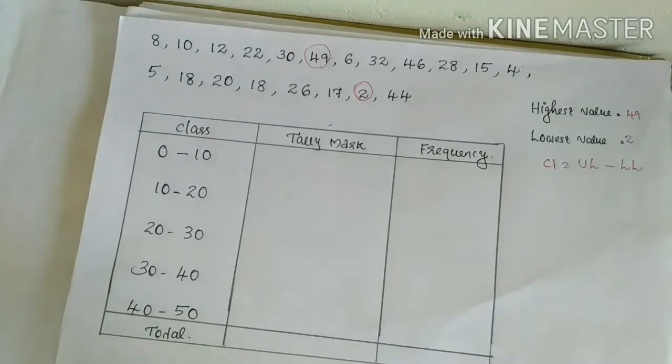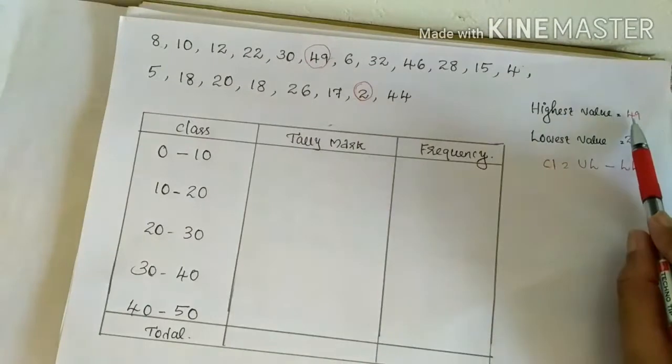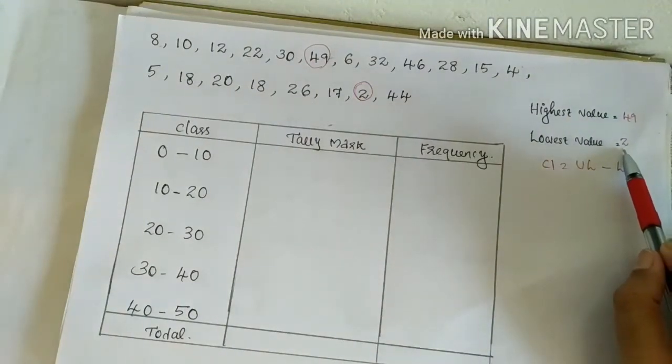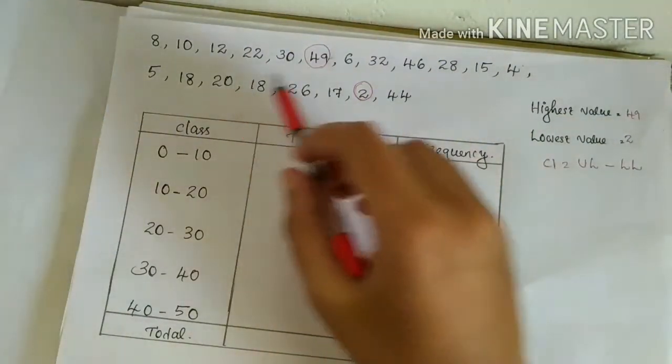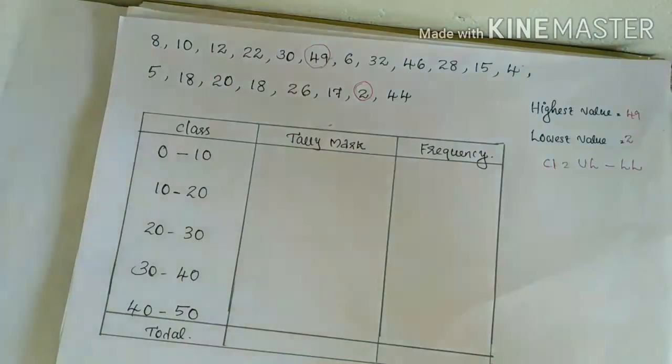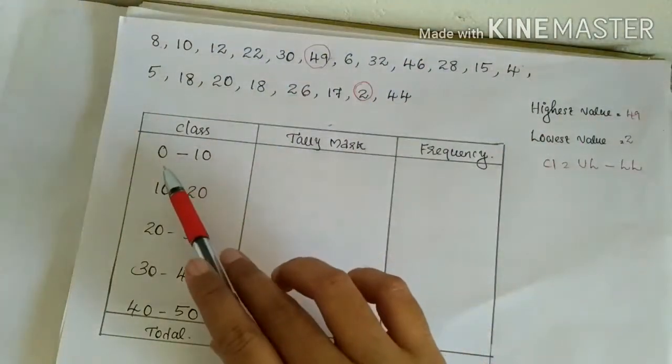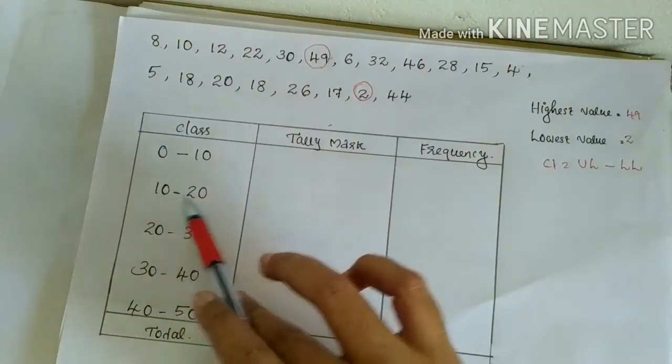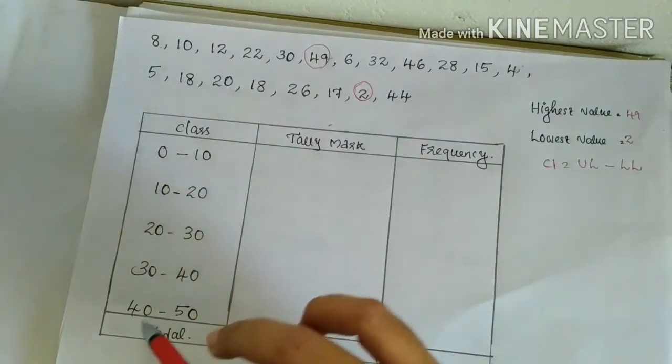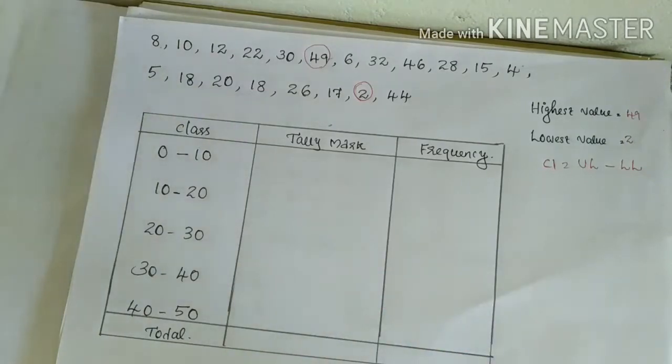After identifying the highest value and lowest value, the next step is constructing the classes. In the question it is already said to take the class interval of 10. So the highest value is 49 and the lowest value is 2. The values in the series are in between these. So you have to take the classes as 0 to 10, 10 to 20, 20 to 30, 30 to 40 and 40 to 50 in an exclusive method.